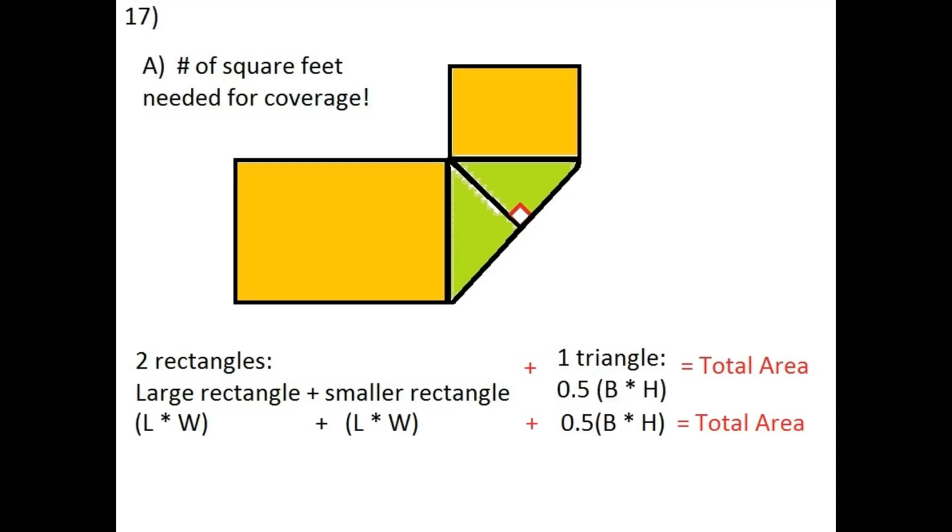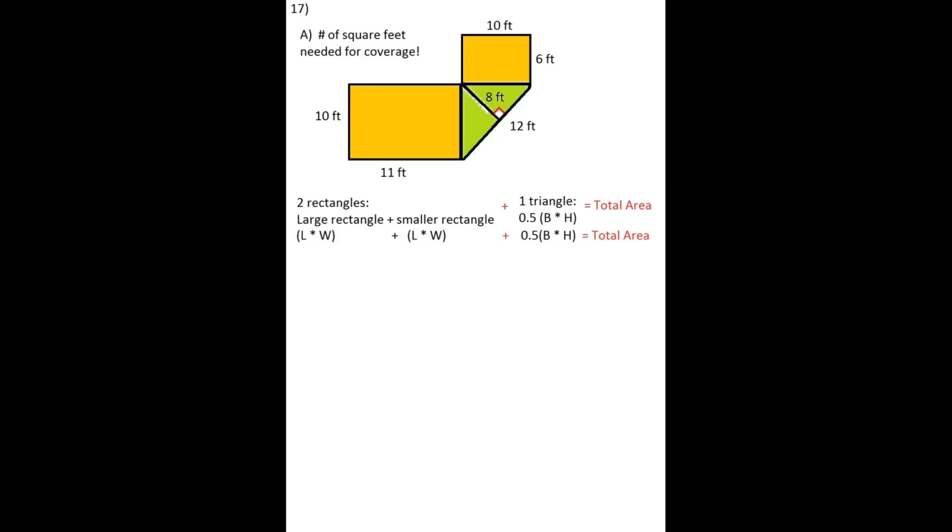So let's grab our formulas. All right, so we have length times width for our large rectangle plus length times width for our smaller rectangle plus 0.5 times base times height equals the total area. We could also say base times height divided by 2. For me, it was easier to type 0.5 times base times height. So let's back out a little bit and give us some space. All right, so we know what our formulas are.